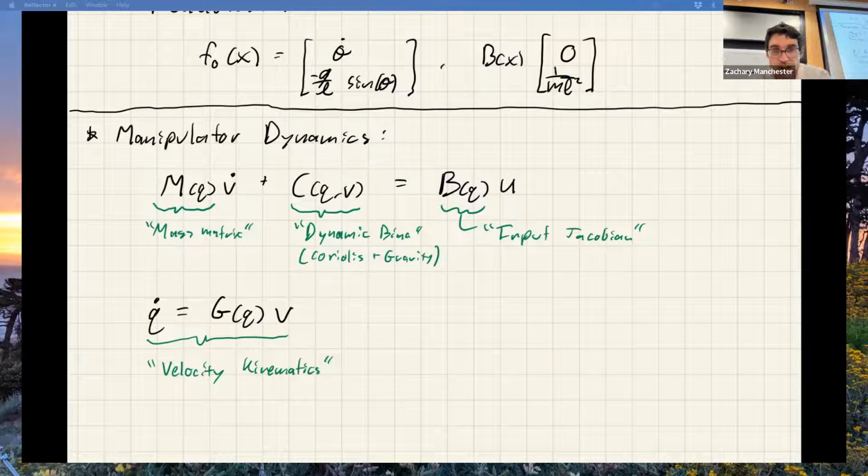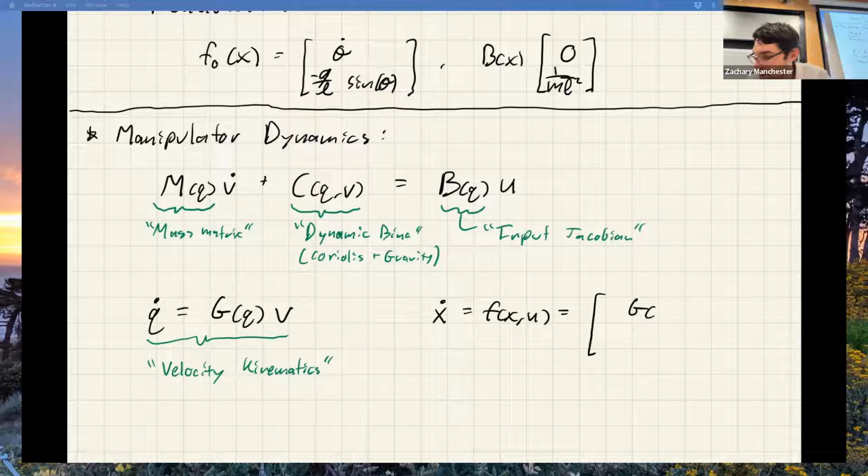So this is pretty general. And then, if you have this form, you can turn it into our generic f of x, u stuff like so. So the first line is trivial. It's just the kinematic stuff. And then the second line is I just solve that manipulator equation for V dot. So I get minus M inverse times B U minus C.